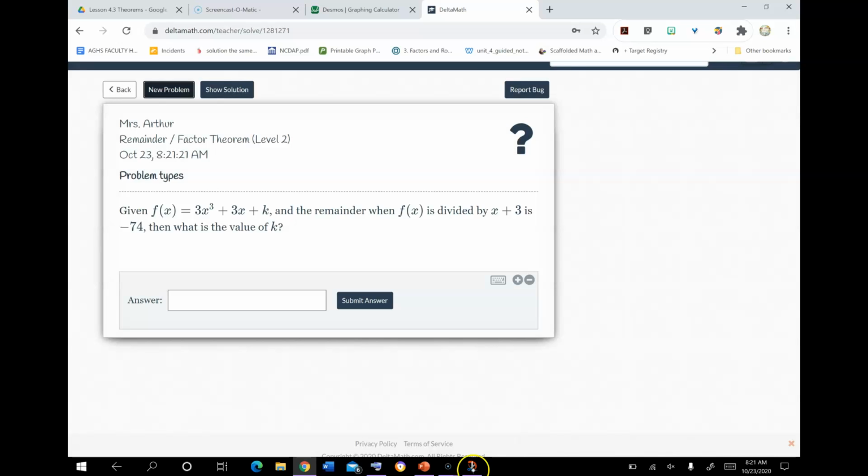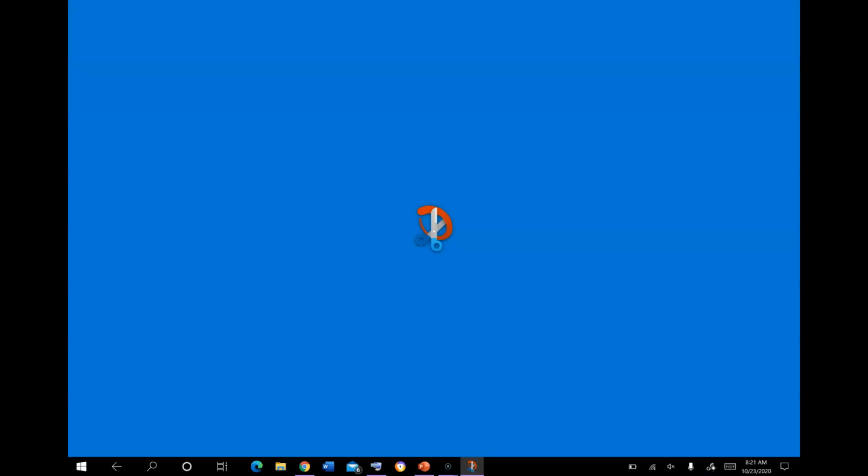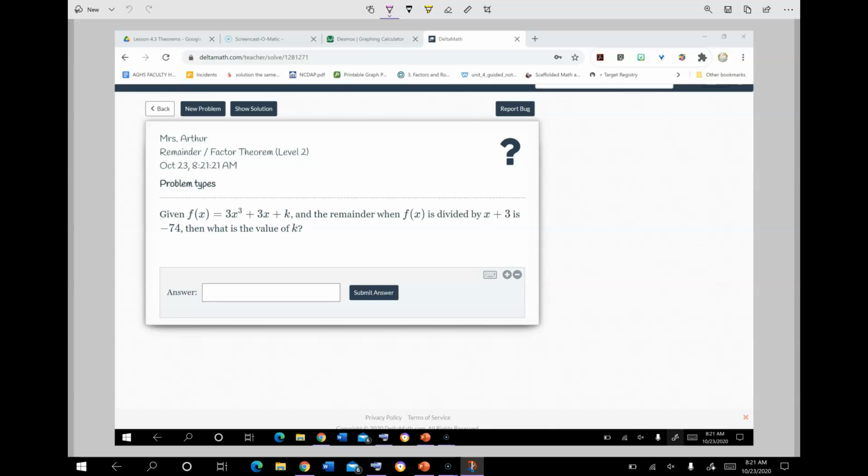Okay? Yeah, here we go. Snip it. All right. So this one says, given f of x and the remainder when f of x is divided by x plus 3 is negative 74. So that is saying f of negative 3 equals negative 74. So that means when I plug in negative 3 to my x's, the equation should equal negative 74. So I'm going to say 3 times negative 3 cubed plus 3 times negative 3 plus k should equal negative 74. All right, we're going to simplify each term.